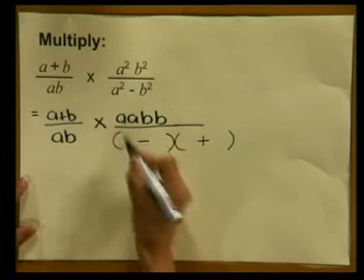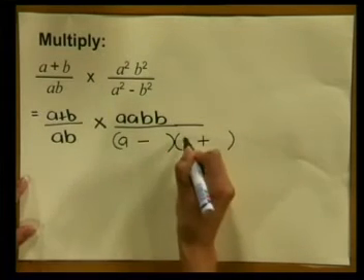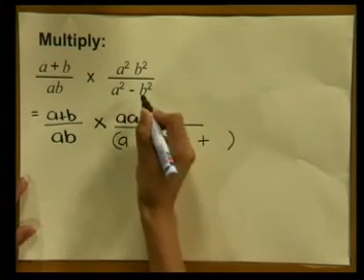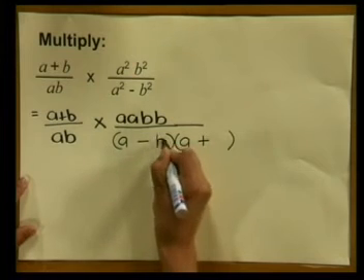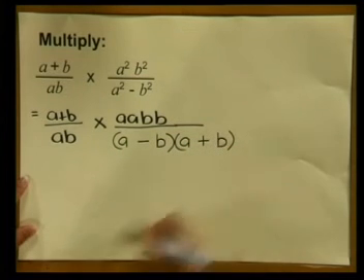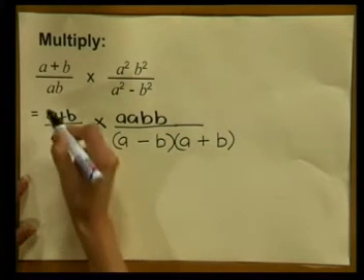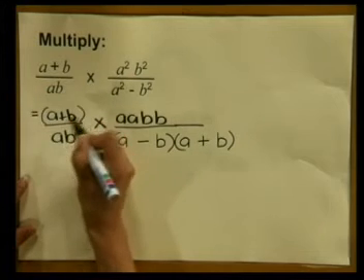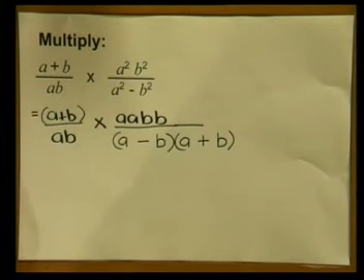Now we find the square root of a squared, which is a, and it goes in the first place in each bracket, and the square root of b squared is b, and that goes in the second place in each bracket. And lastly, we put a bracket around our a plus b to make it one factor instead of 2 terms. Good. Now we have factorized everything and we are ready to cancel.